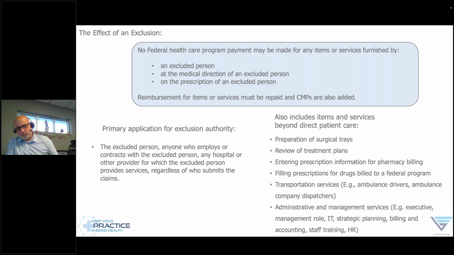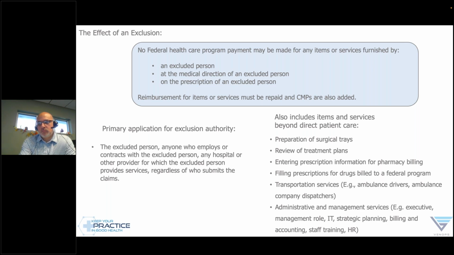Here are the effects of an exclusion. No federal healthcare program payment can be made for any items or services furnished by that excluded person, at the medical direction of an excluded person, or on the prescription of an excluded person. That's just the overall umbrella definition. Reimbursement for items and services must be repaid, and civil monetary penalties are also added on there. And as I mentioned, they do compound very quickly. They become relatively exponential just by payments, by everything that person or excluded vendor entity had a hand in.